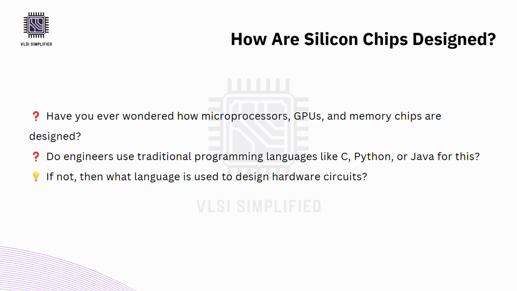But here's the twist. Languages like C, Python, and Java are great for writing software that runs on hardware, but they can't describe the hardware itself. The traditional programming languages can't describe hardware behavior at the transistor or gate level. They weren't made for it. So if not Python or Java, what do engineers use? Well, that's where hardware description languages, or HDLs, come into play, and that brings us to Verilog. So let's dive deeper into what exactly an HDL is and how it's different from a regular programming language.